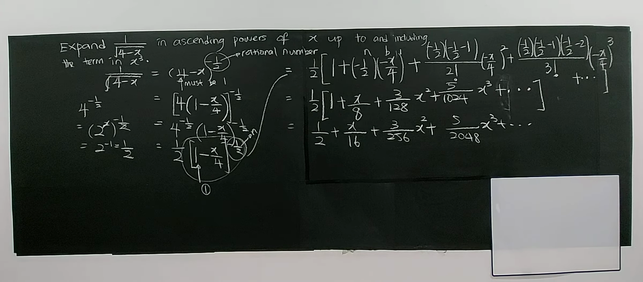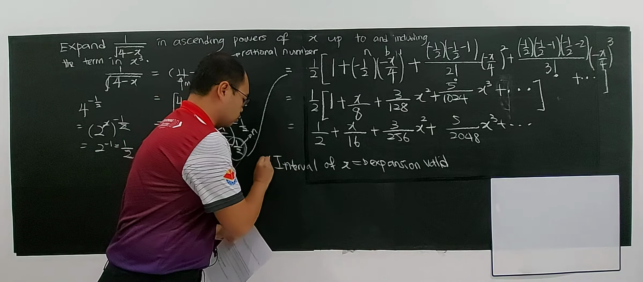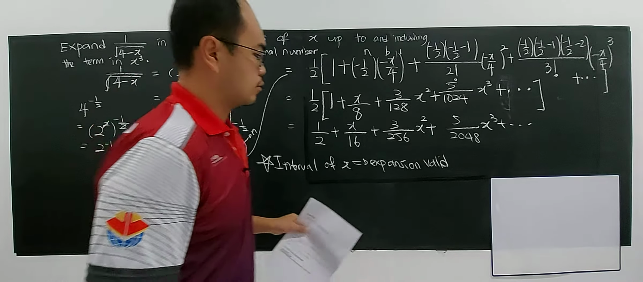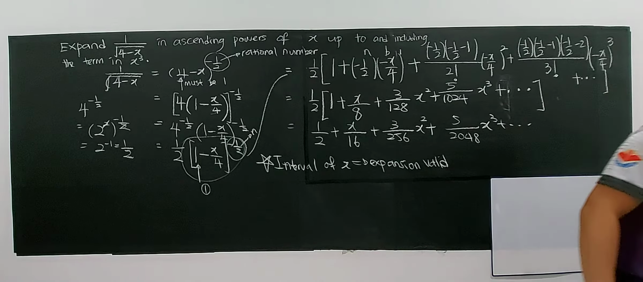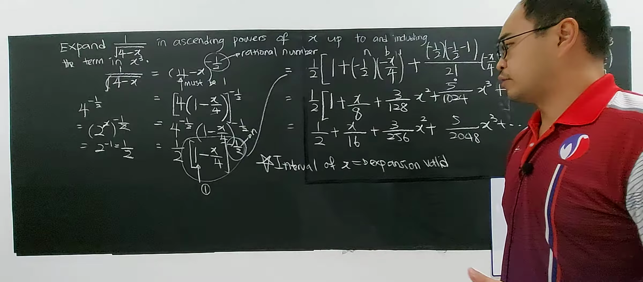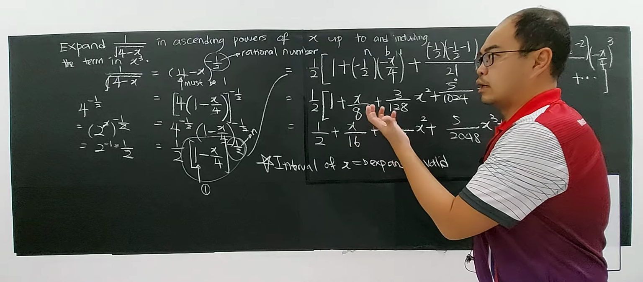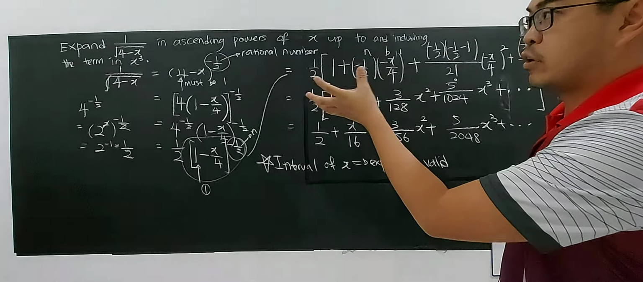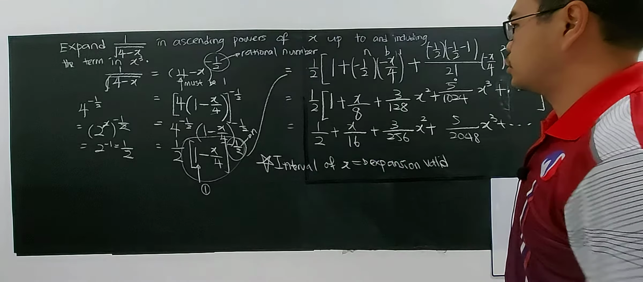This question is actually asking you to find the interval of x so that the expansion is valid. In order to use this expansion, you must also understand the interval for x so that the expansion is valid. This expansion is not valid unless a condition is satisfied. So what's the condition? Very easy.